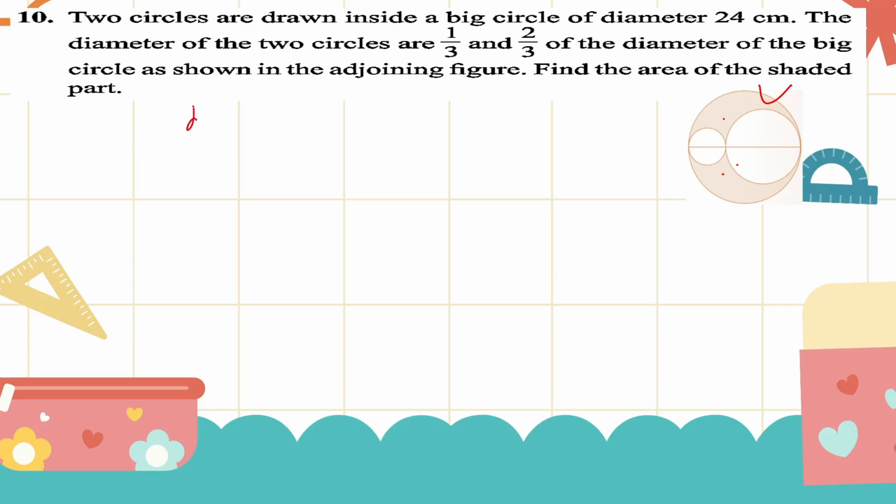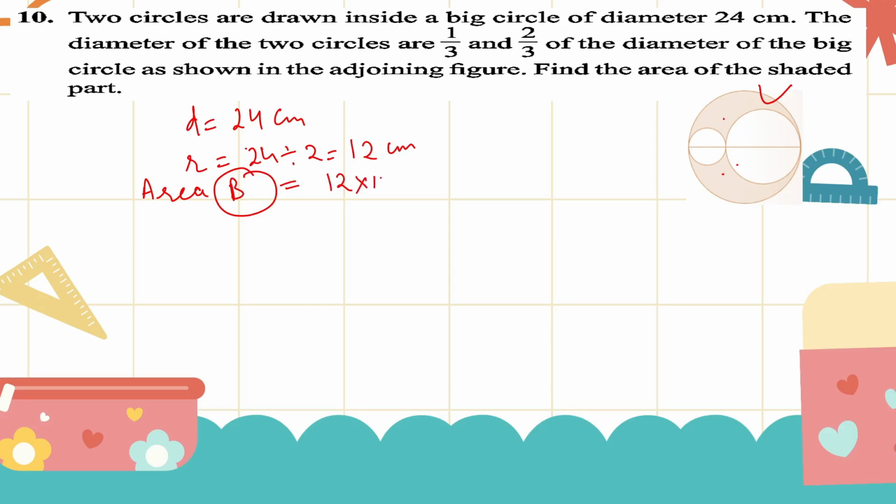Now diameter is given. First of all find the radius, that will be divided by 2, 12 centimeter. Radius we find. Now the area of the bigger circle, you can find first or later. I am finding first the area of the bigger circle, that is pi r squared, 12 into 12, pi will come along, so we keep pi as pi, 144.